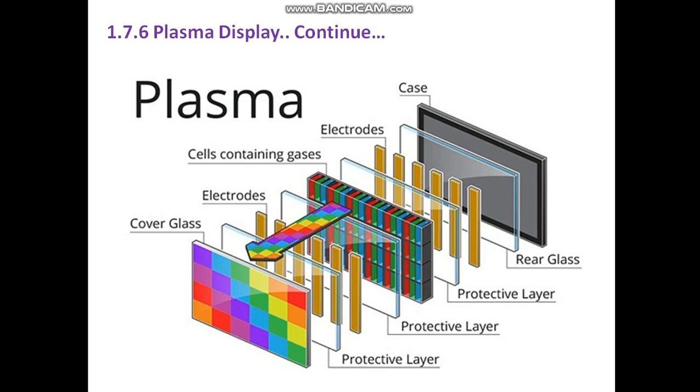These are attached as a series of vertical conducting ribbons on one glass plate. Means in one glass plate there is a series of vertical conductors, and in the other glass plate there is a series of horizontal conductors.